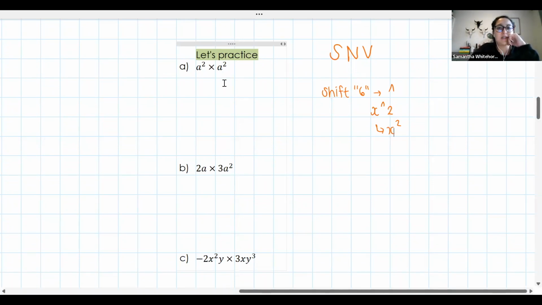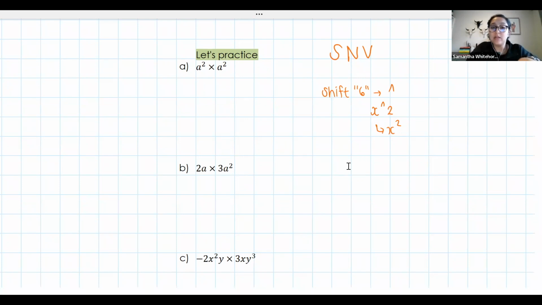Hey, I'm seeing answers coming through. Let's keep them going. Remember, guys, when you are multiplying, so for example, in question B, you've got 2a times 3a squared. Everything is being multiplied, which means that the 2 and the 3, those coefficients, also need to be multiplied. That's where the N comes in from SNV. So just remember, we're working with only multiplication here, so we shouldn't be doing any other operations. Obviously, when it comes to the exponents, we know that we add exponents, but that is because we are multiplying. So just remember that.